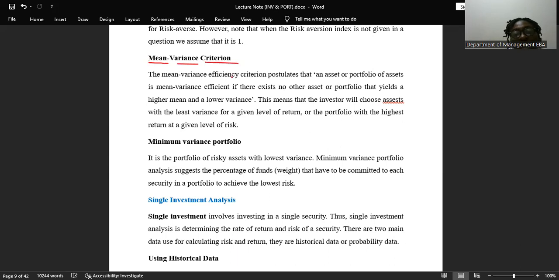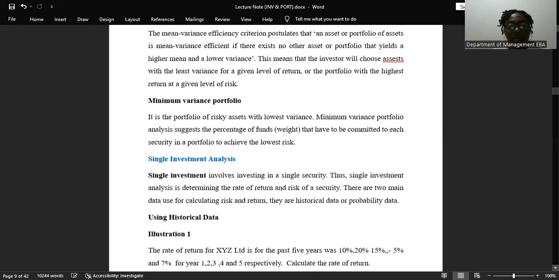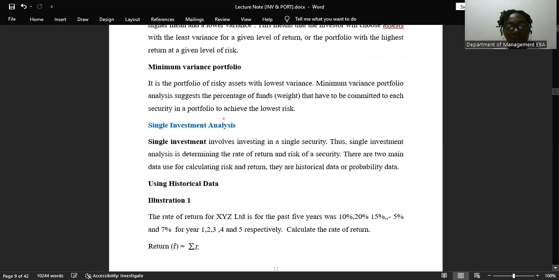So when they say mean variance criteria, it is when you compare the risk and return of various portfolios or various assets, then you decide which of them best suits your level of risk and the return you expect. So you choose the highest return with the lowest risk. Okay. All right. Then we have the mean variance portfolio. This one is more or less interested in risk, choosing the asset or the portfolio with minimum risk.